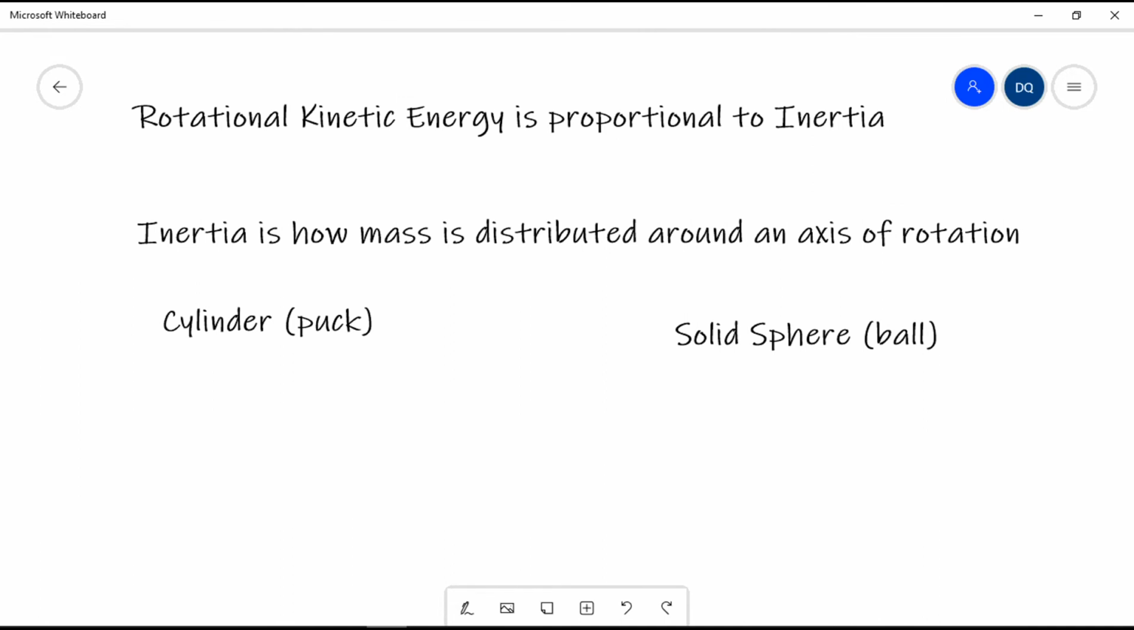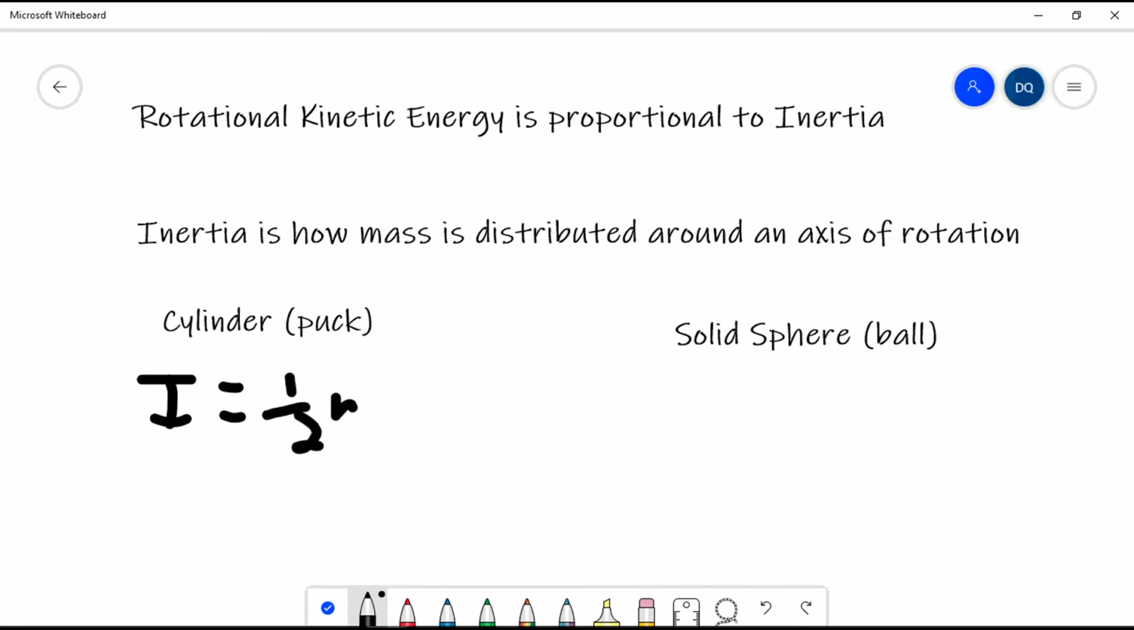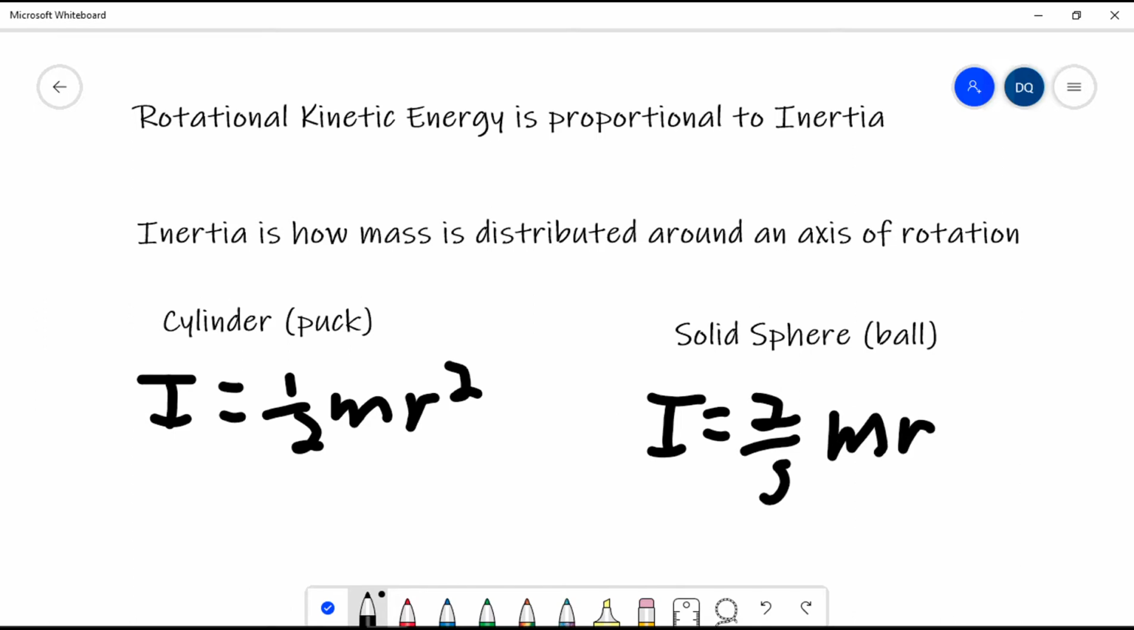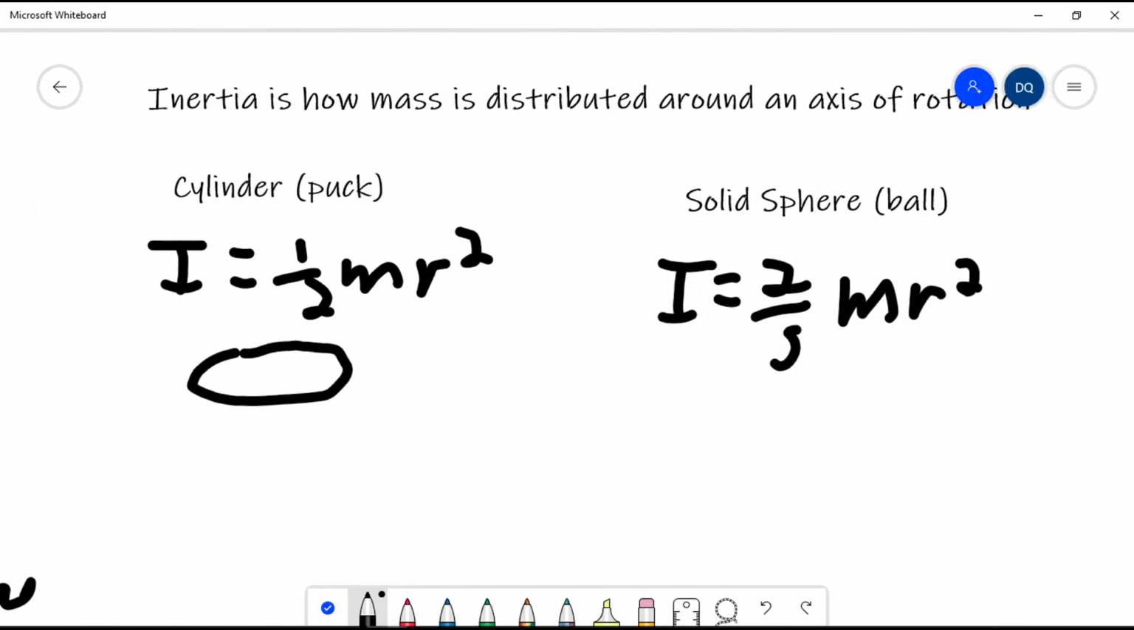The inertia for a puck, or well, the geometric shape of a cylinder, is half mr squared, where m is the mass and r is its radius. The inertia for a solid sphere or a ball is 2/5 mr squared. So as you can see, a cylinder, given say a similar mass and similar size, is going to have a higher moment of inertia than a sphere.